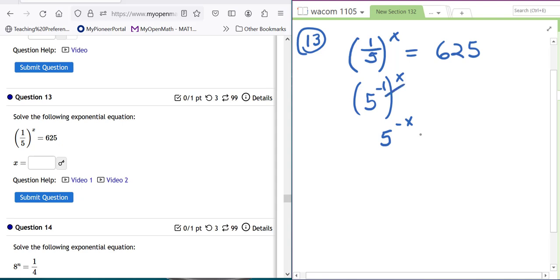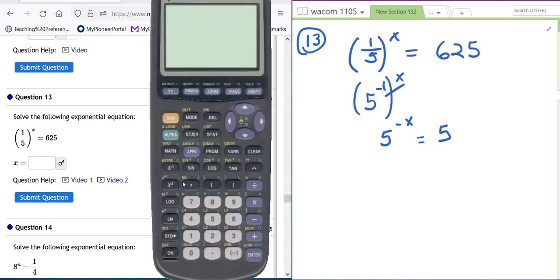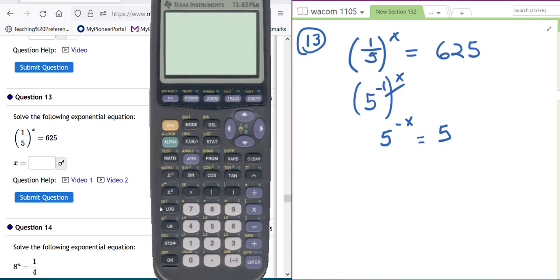And then if we can get this 625 as 5 to some power, and I am pretty sure we can, I'm going to just play with it on my calculator. So, I know 5 to the third is 125, so I'll try 5 to the fourth. 625. There we go.